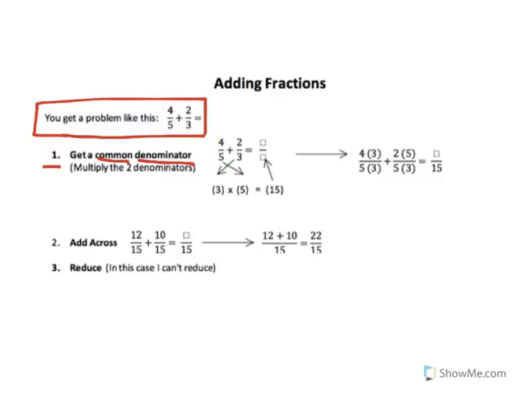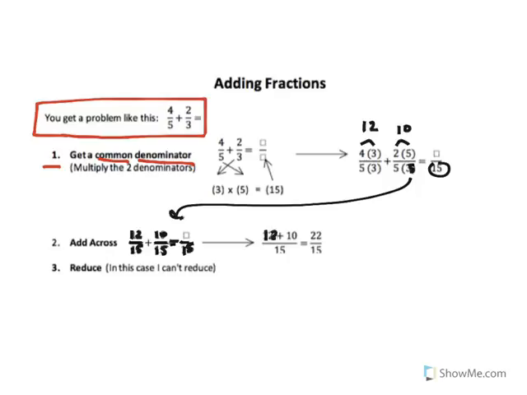So now we get 15 down here. We multiply these and we get 12. We multiply these and we get 10. And we bring this down here. The number on top here, 12. The number on top here is 10. They all go over the common denominator of 15.